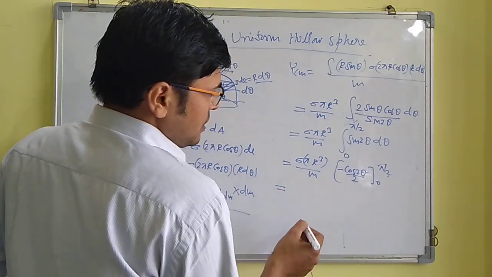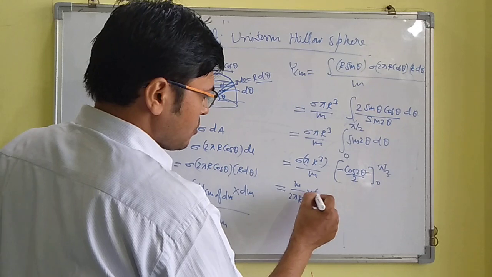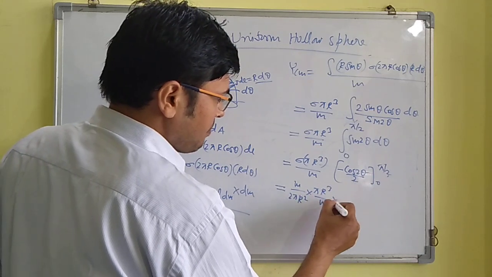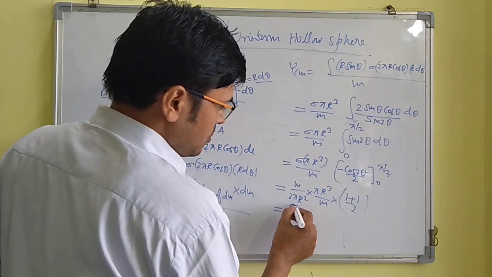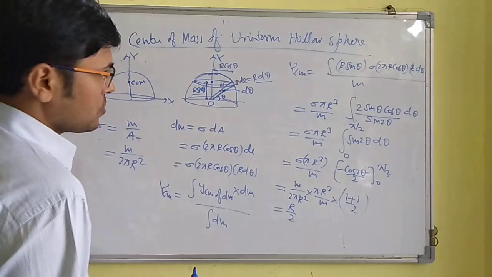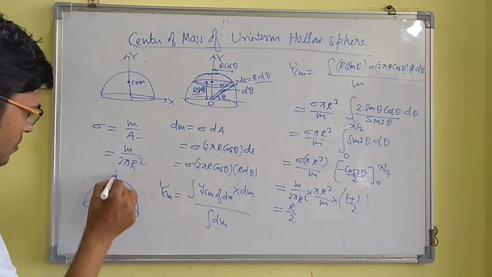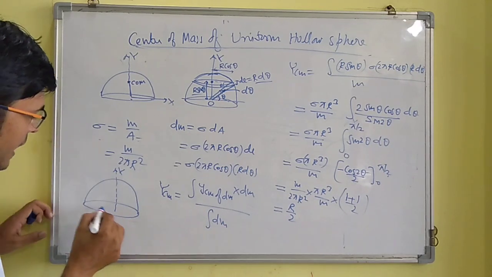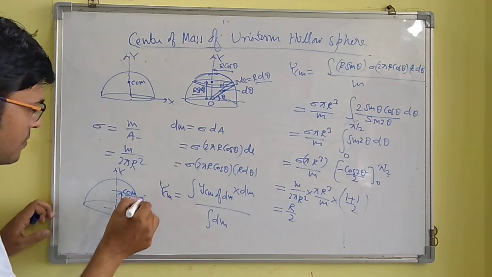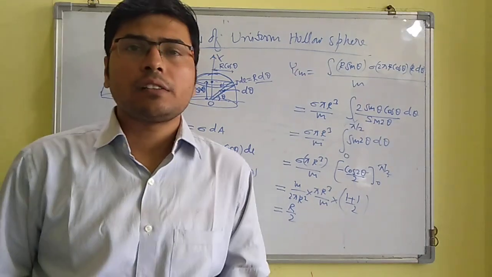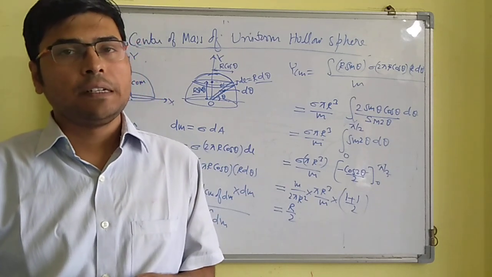Putting all the values, sigma is m by 2 pi r square into pi r cube by m, and this would come to be 1 plus 1 by 2. This is 1, so the final answer is r by 2. So you might say that the center of mass of this hollow sphere will be lying at a distance of r by 2 from its base, right? So in case of semicircular disc, it was 4r by 3 pi, and in case of hemi-hollow sphere, this is r by 2 from its base.